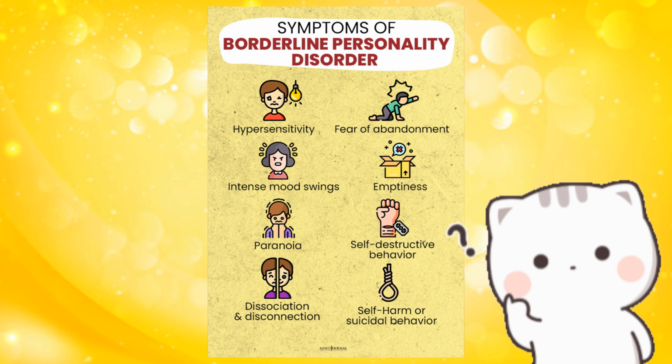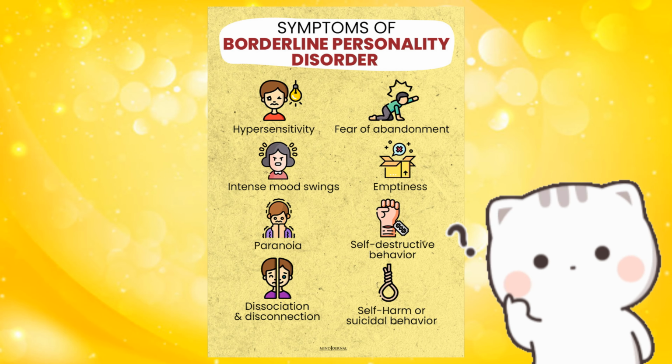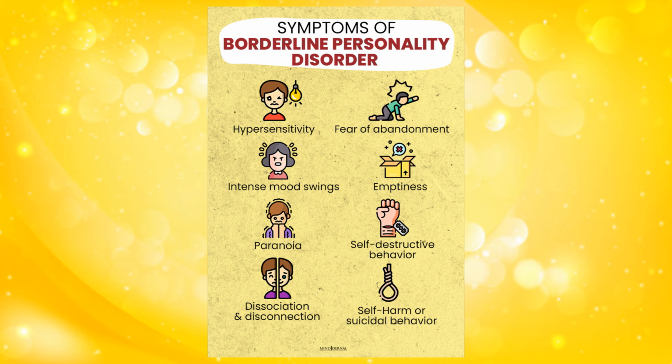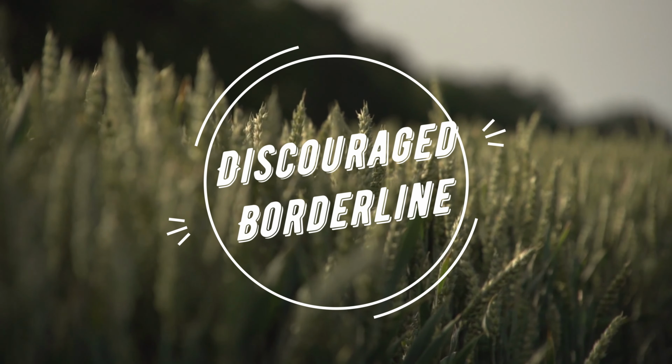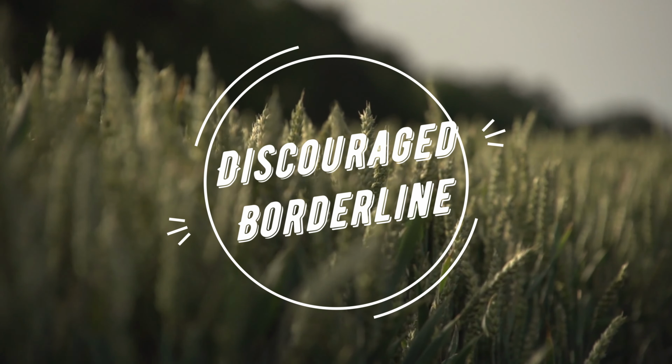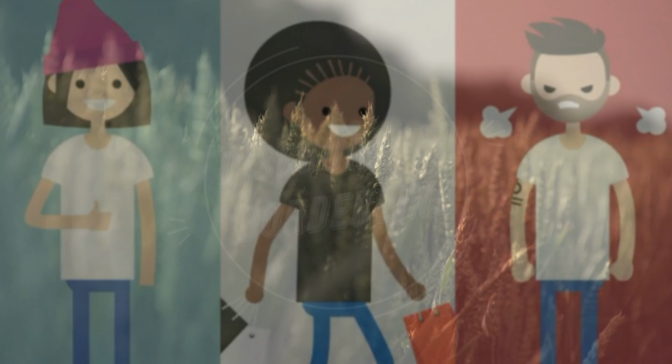We all know some major indicators of BPD, like the inability to maintain healthy relationships, intense mood swings, and impulsivity leading to risky behavior. What is discouraged borderline personality disorder?